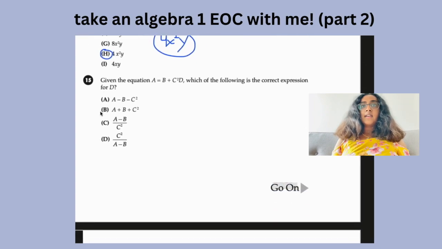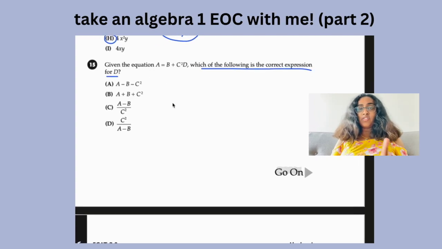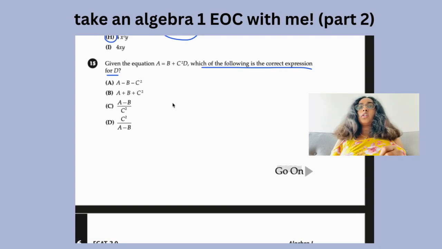The next thing is, given the equation a equals b plus c squared d, which of the following is the correct expression for d? When we look at this, we can tell that it's a literal equation because literal equations are made of only letters. And now let's try to solve it. To solve them, find the letter that you wish to isolate. So we have a equals b plus c squared d.